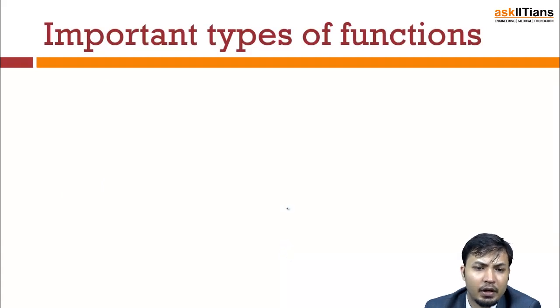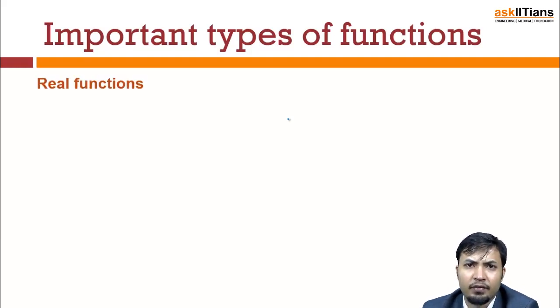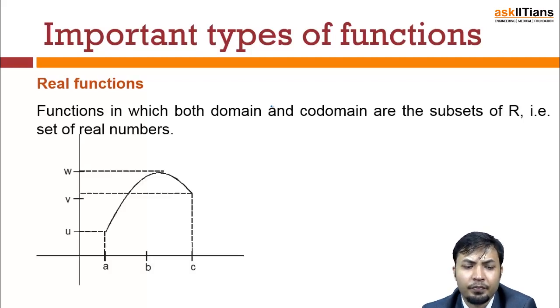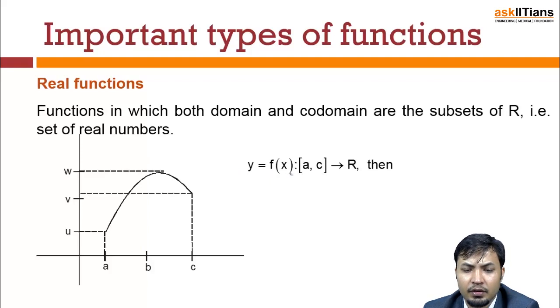Now let's look at some important types of functions. First of all, let's start off with the real function, the most important one, or the basic function. Functions in which both domain and codomain are subsets of R, that is the set of real numbers, become a real function. Okay, like this. You see over here in this graph, everything is in this positive axis, right? So this becomes a real function.